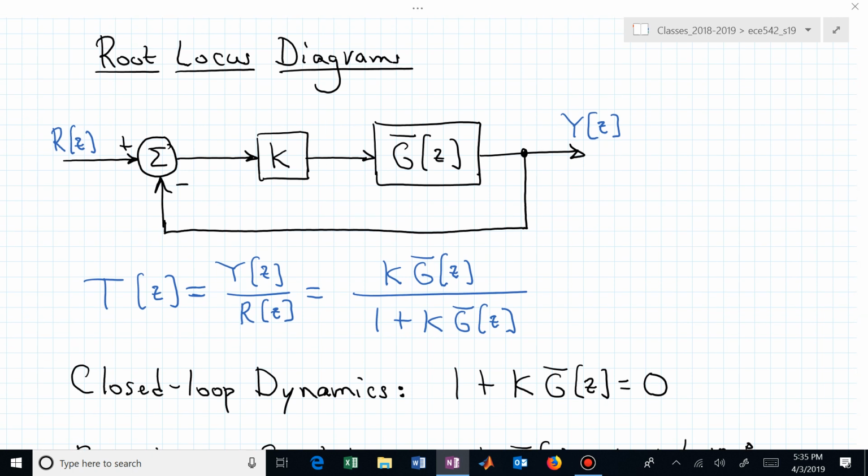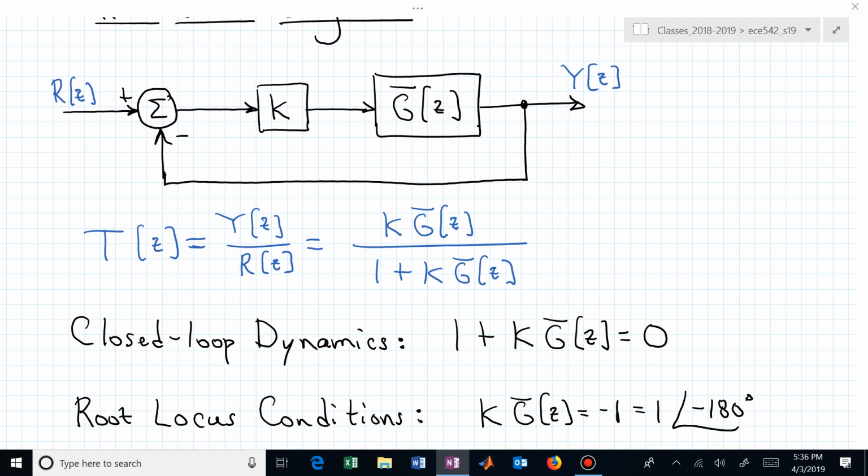And the values of z that cause that to be true for all these different values of k, we're going to go ahead and let k go from 0 to infinity. You plug in different values of k, and that will give you the closed loop poles that belong to the root locus.